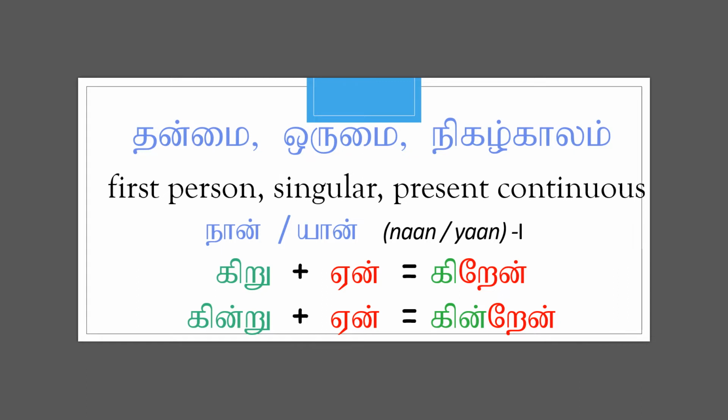We've already learnt sentences using verbs in first person, singular, and present tense in our previous lesson. And we also looked at nan and yan, which both mean I. And that verbs end with kren or kunjen to denote first person, singular, present tense. If you haven't watched our previous lesson, please go and watch them first. The links are given in the description.